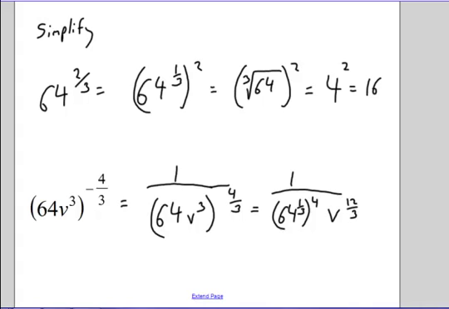So let's simplify that. I just multiplied 3 times 4/3. Okay, 64 to the 1/3 power is 4, so I have 4 to the 4th times 12 divided by 3 is 4 times v to the 4th. And let's just write it like this. This is the simplest way to write it. This whole thing to the 4th. So that's my final answer.